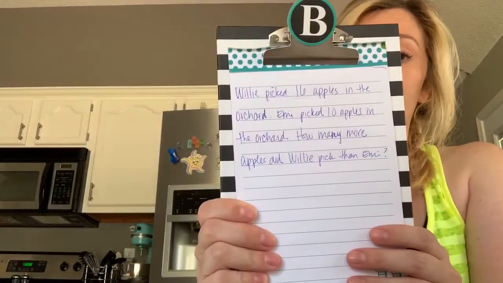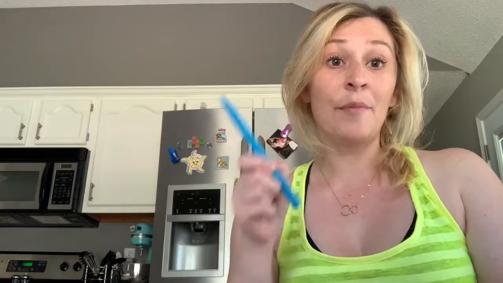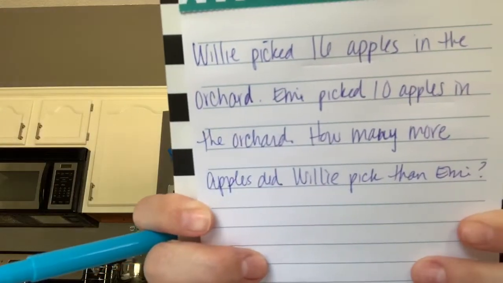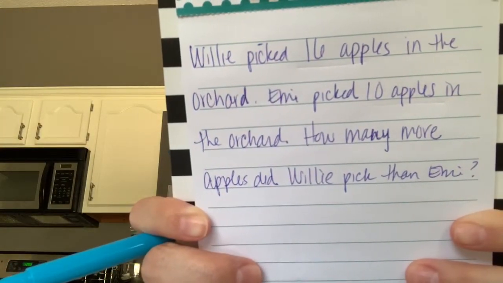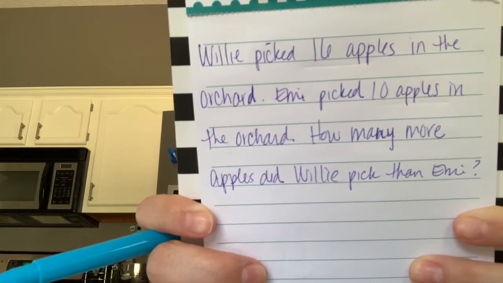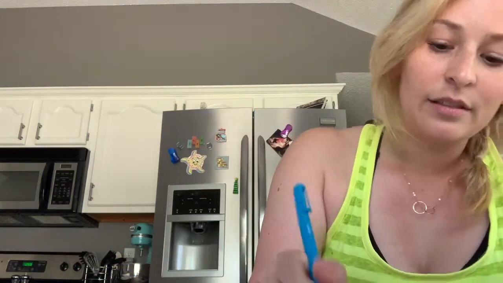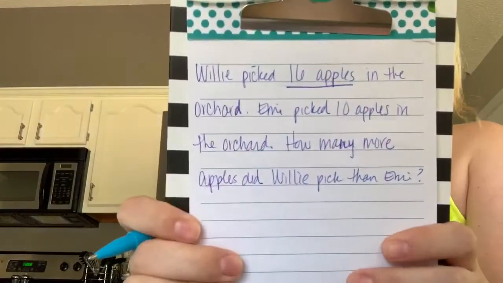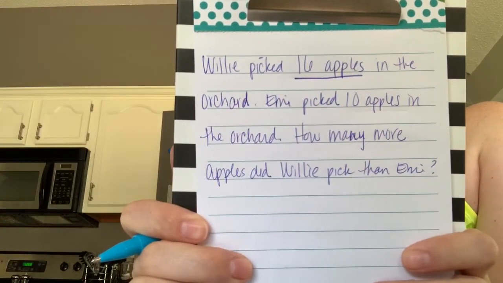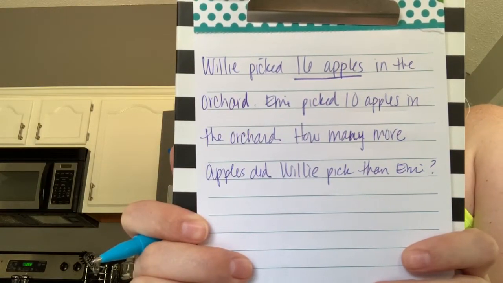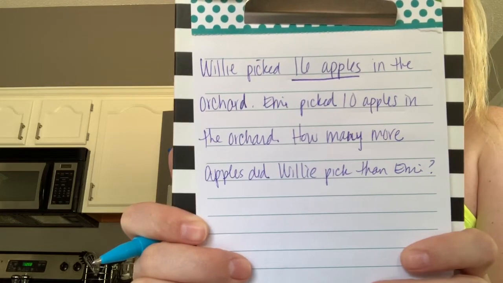Okay. I also have it written down here for us. Let's read it a second time to go back and underline. Willie picked 16 apples in the orchard. What is important in this sentence? Willie picked 16 apples. I'm going to underline that 16. Very good. Emmy picked 10 apples in the orchard. What's important here? Emmy picked 10. Yeah, Emmy's got 10 apples.